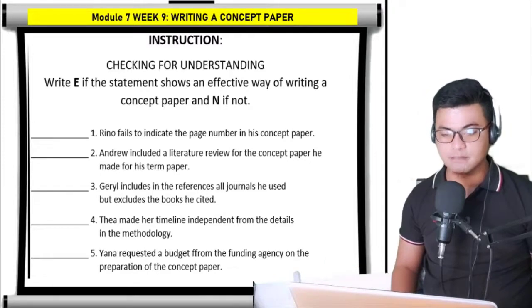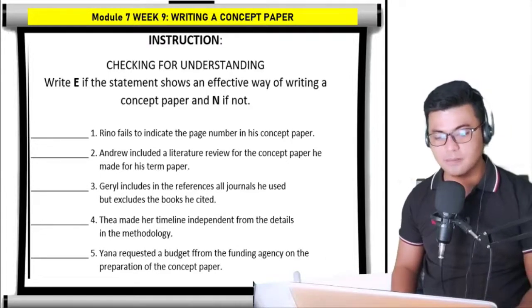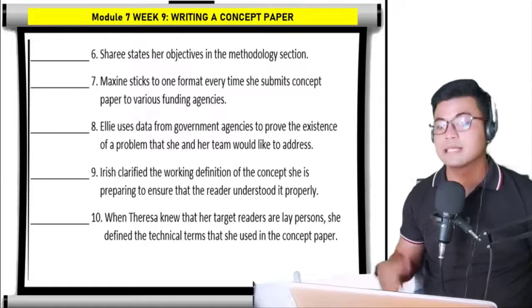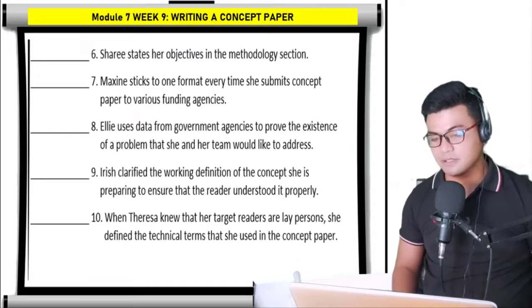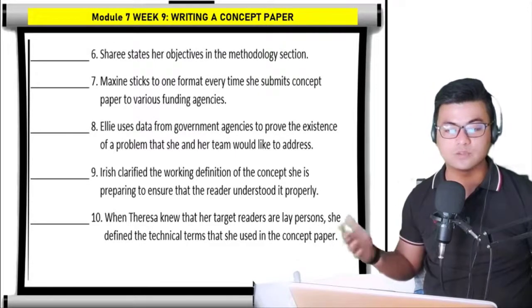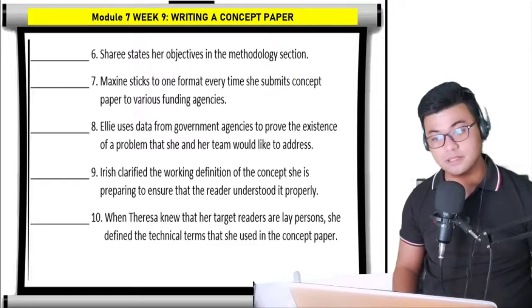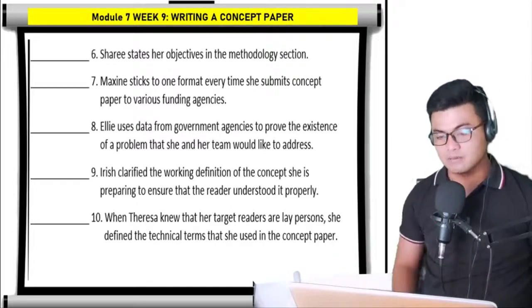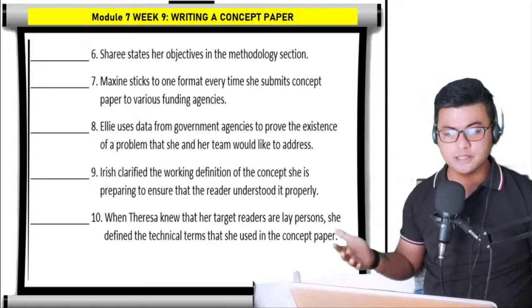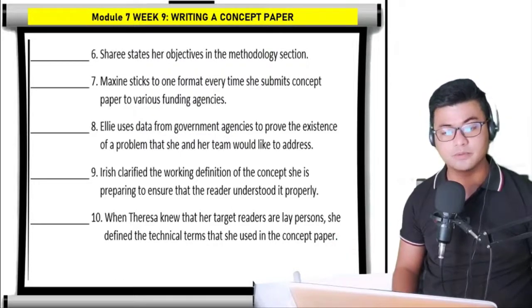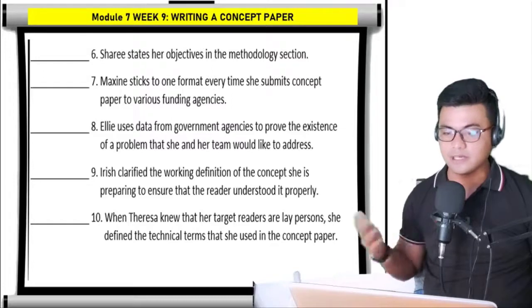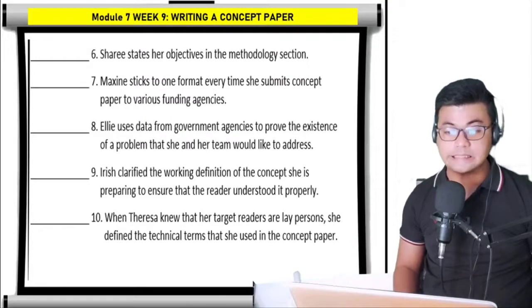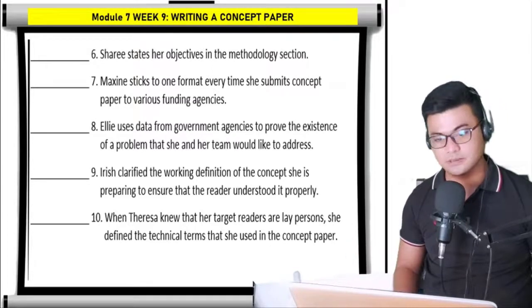Yana requested a budget from the funding agency in the preparation of the concept paper. Shari states her objectives in the methodology section. Maxine sticks to one format every time she submits concept paper to various funding agencies. Ellie uses data from government agencies to prove the existence of a problem that she and her team would like to address. Iris clarified the working definition of the concept she is preparing to ensure that the reader understood it properly.